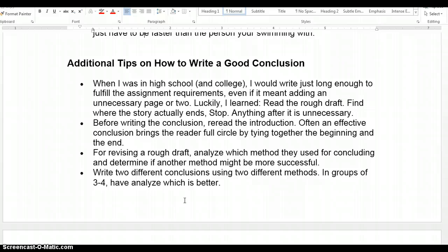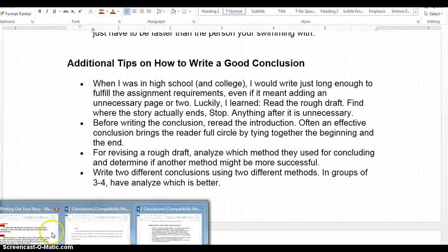Also, before writing the conclusion, reread your intro. Often an effective conclusion brings the reader full circle by tying together something that happened at the beginning. For revising a rough draft, analyze which method you're going to use for concluding and determine if another method might be more successful. And then writing more than one conclusion will help ensure that you have one that is really good. So what I'm going to have you guys do is you're going to write 2 different conclusions using 2 different methods from this list. And in groups of 3 or 4, you'll analyze which one is better for your story.